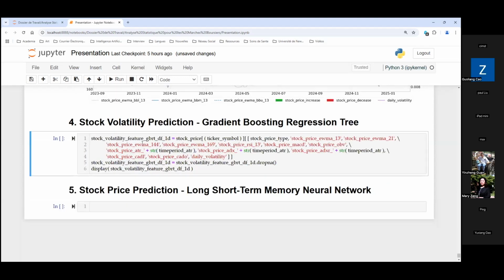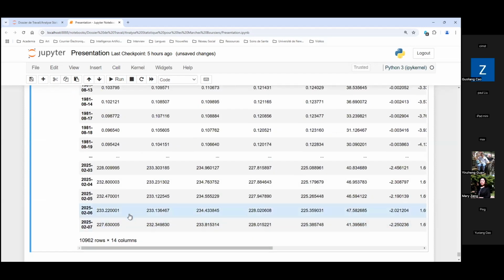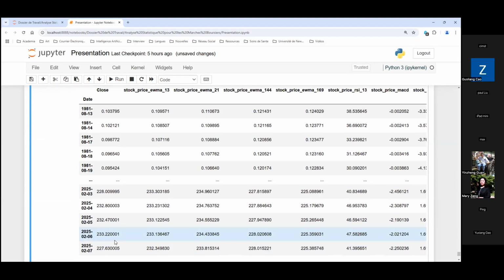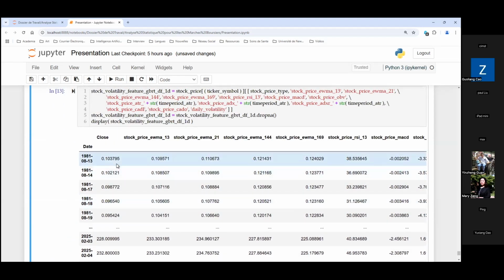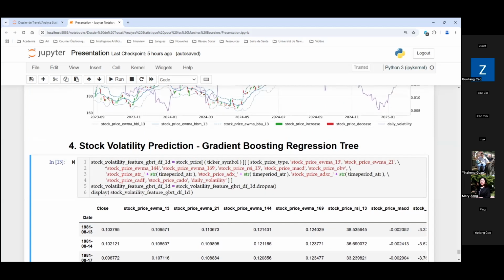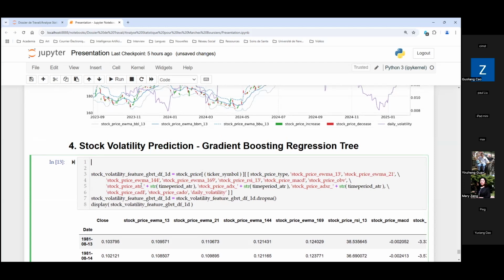Right. So these are the factors I picked. You can see the price, different moving averages, and different indicators, and the daily volatility. So there are 14 different columns. So the prediction is that, for instance, you want to predict tomorrow's price using today's price. Therefore, the functional form would be the price is equal to some function of yesterday's price and other factors at t minus 1, right?